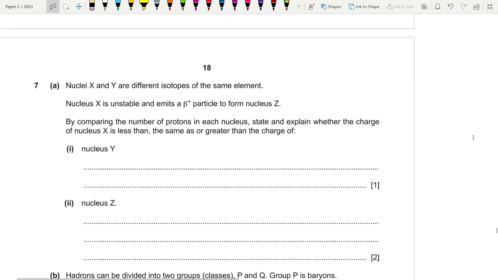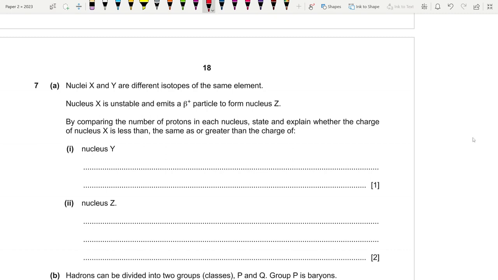Moving on to the last question. Nuclei X and Y are different isotopes of the same element. Nucleus X is unstable and emits a beta plus particle. Okay, so this is beta plus decay to form nucleus Z. By comparing the number of protons in each nucleus, explain whether the charge of nucleus X is less than, the same as, or greater than the charge of nucleus Y and nucleus Z.